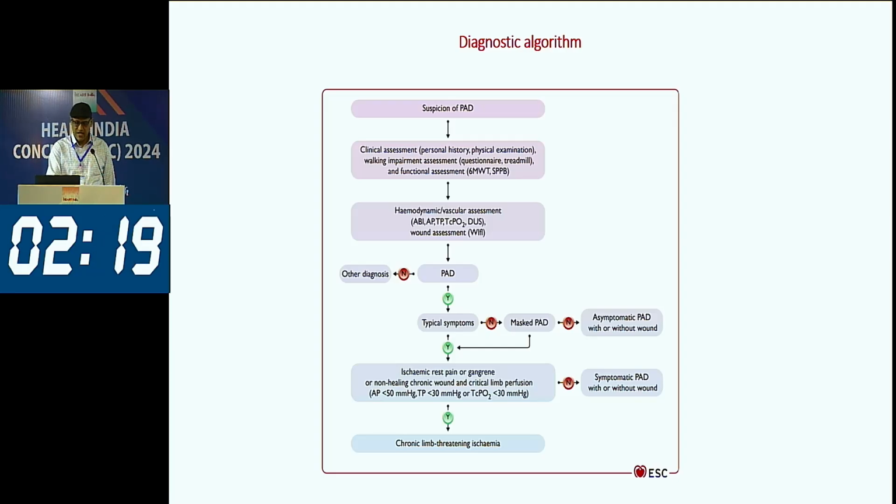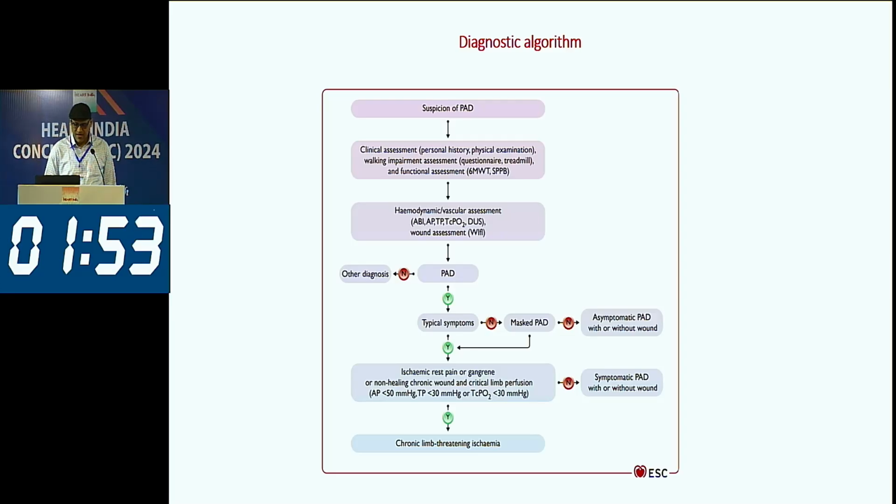And one of the things they recommend in patients who have severe disease is wound assessment. Somebody who has a wound, this classification is by the wound assessment score, which I am going to tell in the next slide. And then you come to a diagnosis of peripheral arterial diseases. And once a patient has typical symptoms of peripheral arterial diseases, then you go to diagnose whether it is symptomatic PAD or chronic limb-threatening ischemia.